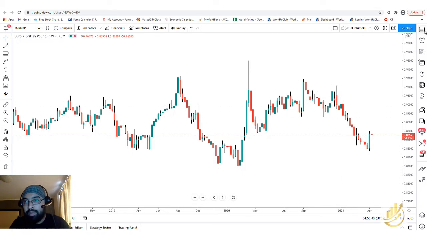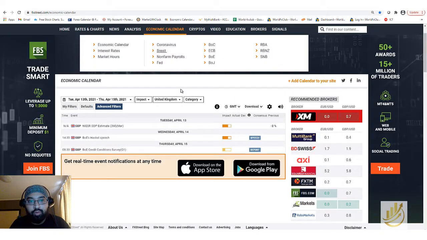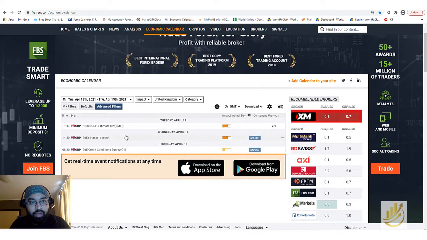So let's start with pound dollar, GBP USD. Keep in mind we have important news due today, which is the pound GDP estimate and the Bank of England's speech. These two events are likely to affect the analysis. We are expecting a positive outlook on the GDP numbers from England, and some positive news coming out of the Bank of England as well. That's what we are expecting. Let's see if that helps our analysis.